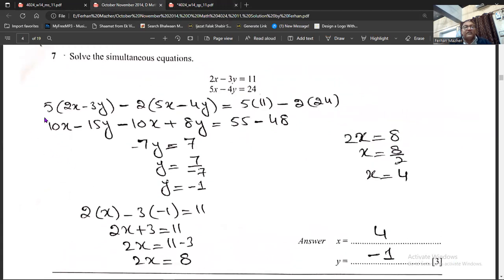Okay, so you see here, 5 into (2x minus 3y), minus 2 into (5x minus 4y). I am multiplying the first with 5 and the second with 2. And then I will subtract the second equation from the first equation. The left side will be subtracted, and the right side will be subtracted. So you will get 5 into 11 minus 2 into 24. So this will give you 10x minus 15y minus 10x plus 8y equals 55 minus 48. This and this will be cancelled.